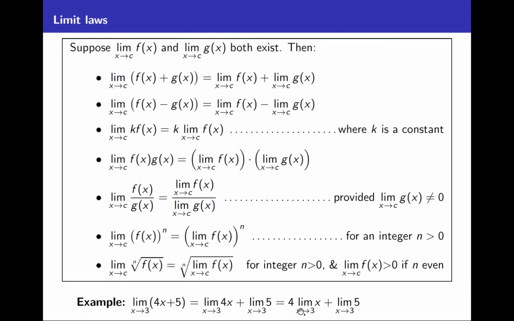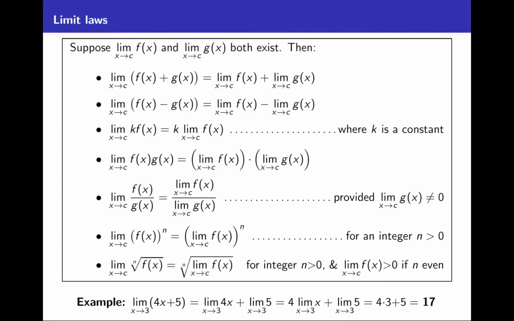We have 4 times the limit as x approaches 3 of x right there. Now the limit as x approaches 3 of x, by one of our basic limit laws on the previous page, is just 3. This is x to the 1 after all. So the answer to this limit is 3 to the power of 1. And the limit as x approaches 3 of 5 is equal to 5, again by the simple rule on the previous page. So we get 4 times 3 plus 5. This plus that. And that's our answer of 17.